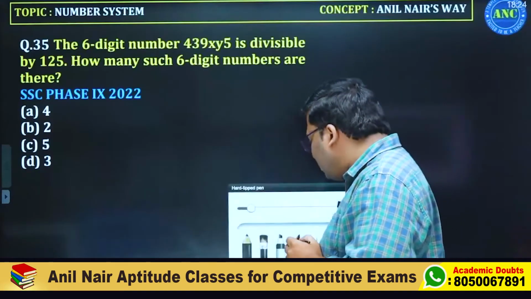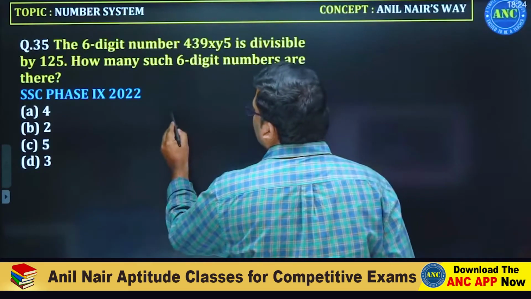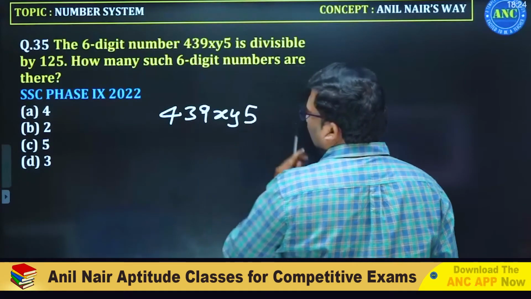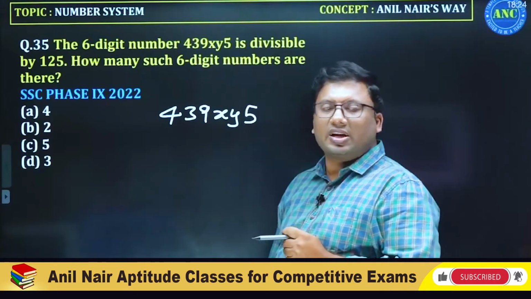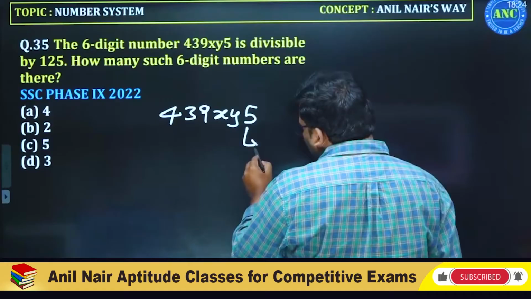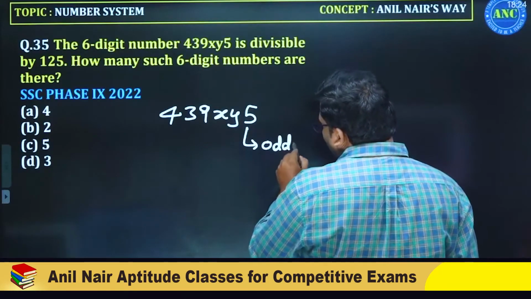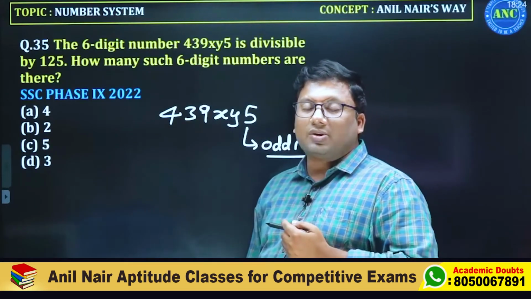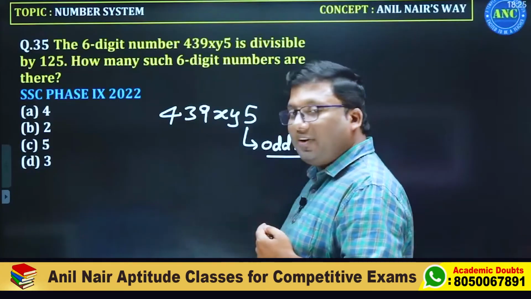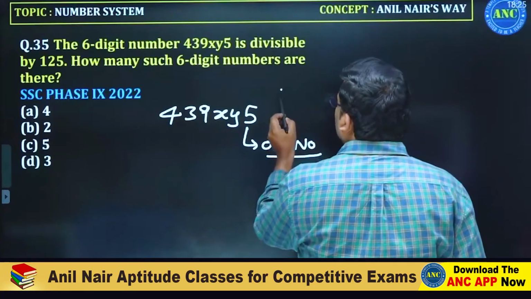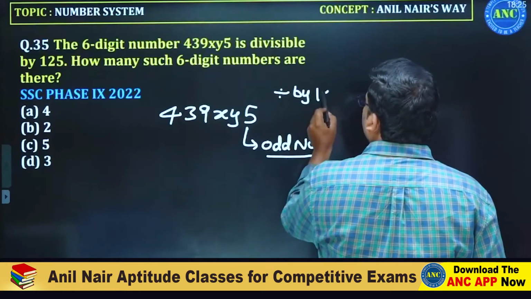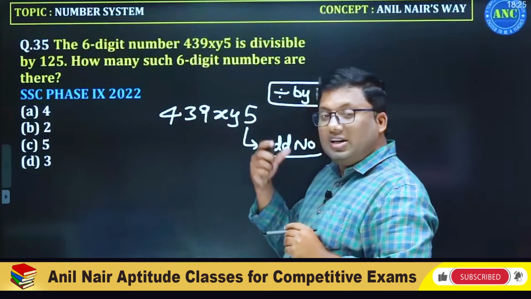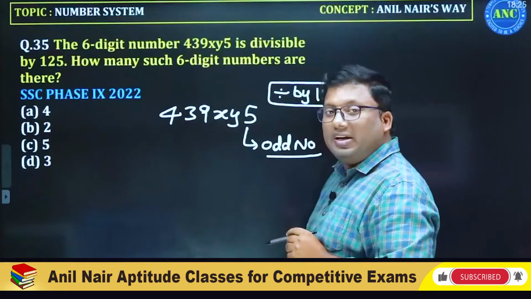Next one, there is a 6-digit number 439XY5. The unit digit is 5. That means this is an odd number. If it were ending with an even digit, the number would have been even. It is ending with 5, so it is an odd number. And this number is divisible by 125. The entire number is divisible by 125, but it is an odd number.